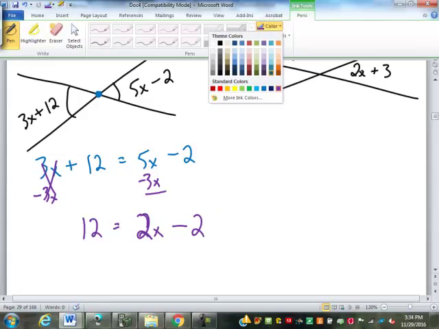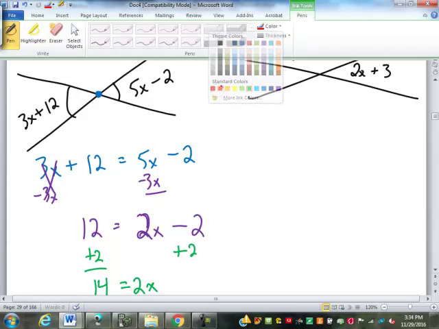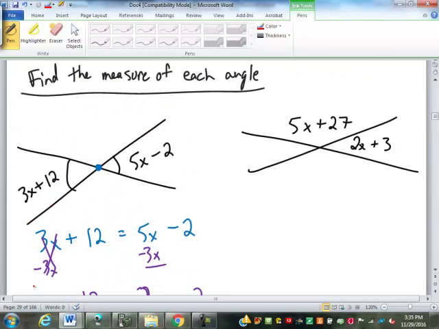Next step in solving that equation would be to add 2. So 14 equals 2x. And then divide by 2. So 7 equals x. Are we done there? No. We have to go back and figure out what each angle is. So I have to put the 7 in for x.